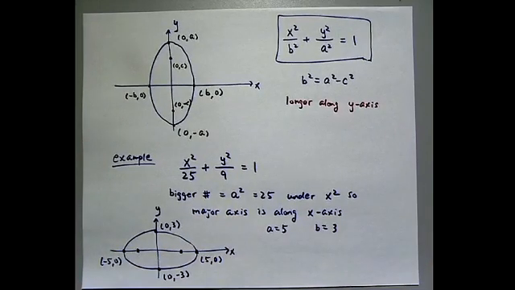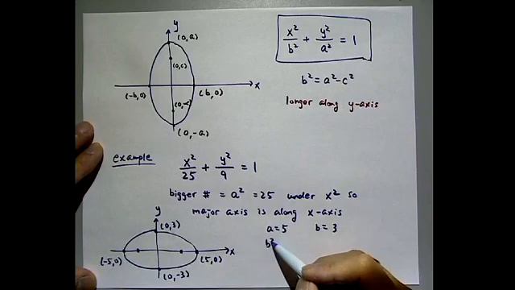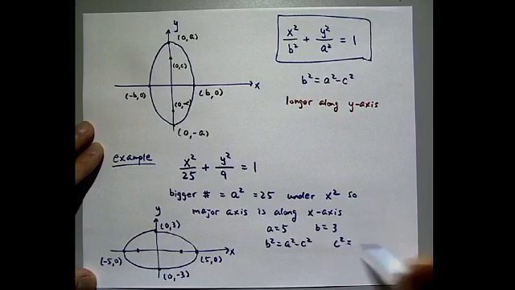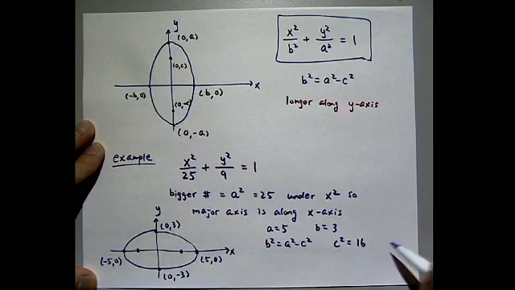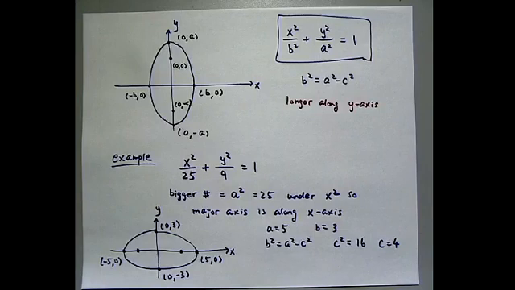And then lastly, let's identify where the foci are. The foci are at distance C from the center. So you can see it's got to be less than A, right? So we're going to use a relationship we saw earlier. B squared is equal to A squared minus C squared. So that tells me my C squared has got to be 16. And therefore, the foci are at distance 4 from the center.